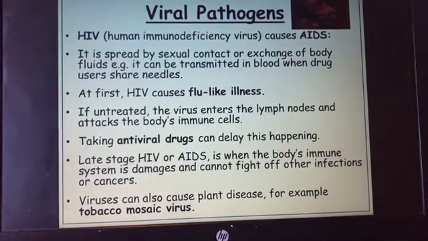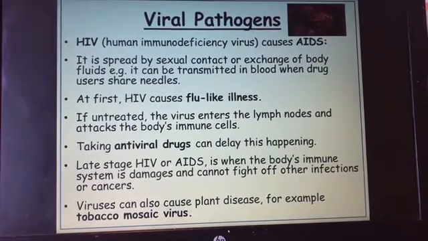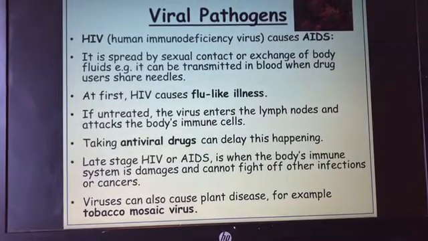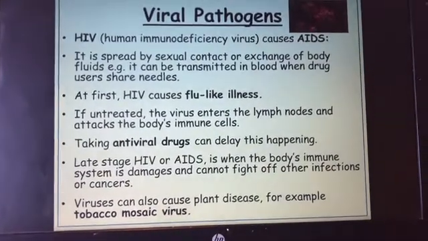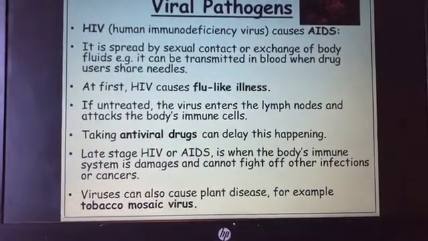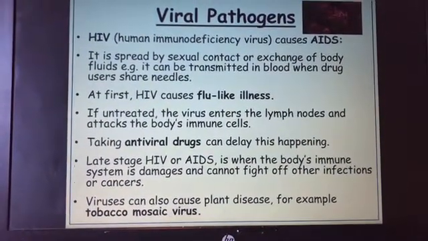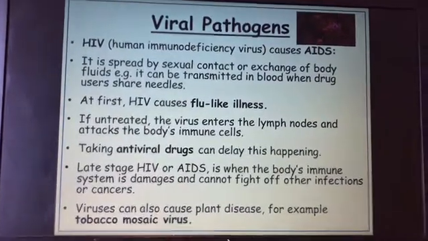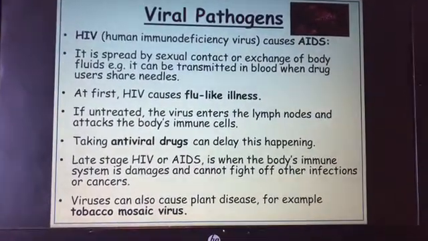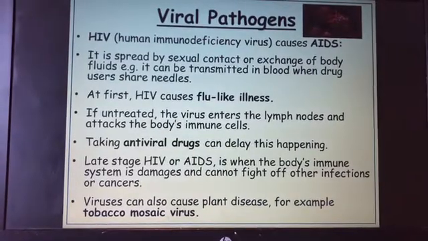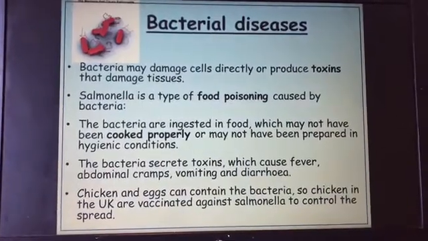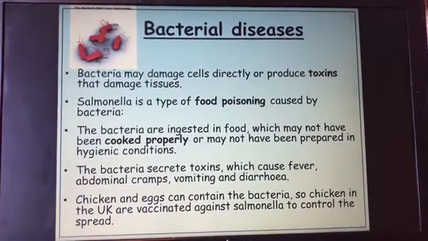During the late stage of HIV or AIDS, the body's immune system is damaged and it can't fight off simple infections like coughs and colds, or the onset of cancer. Just to note that viruses can also infect plants, so an example of this would be tobacco mosaic virus. So now looking at bacterial diseases.